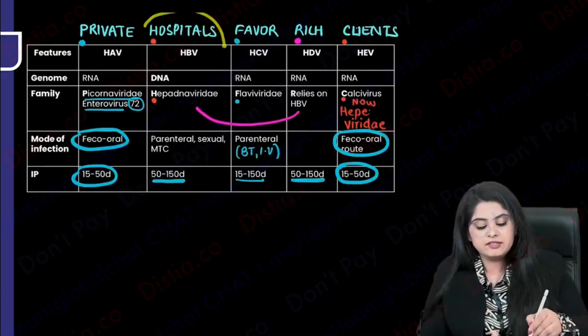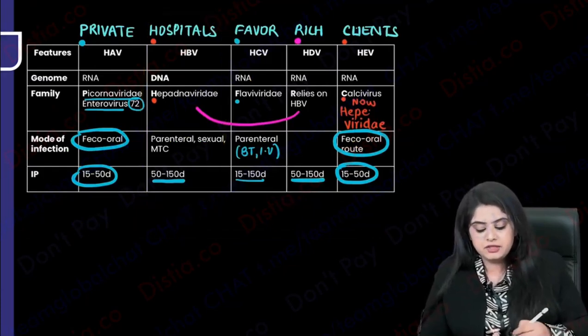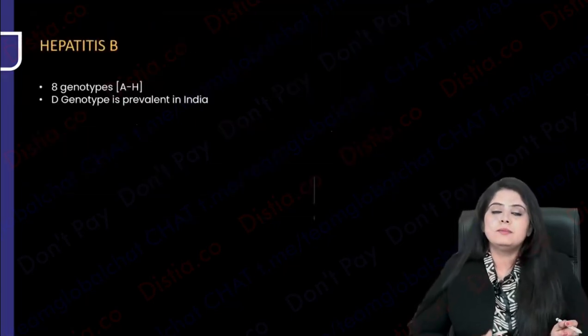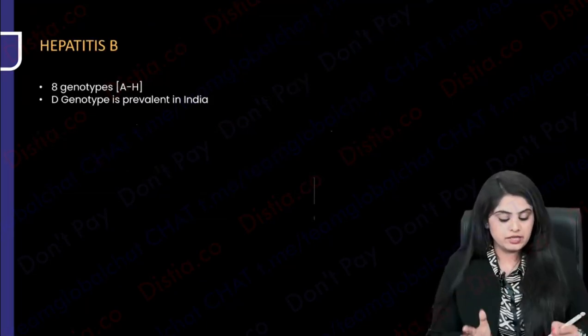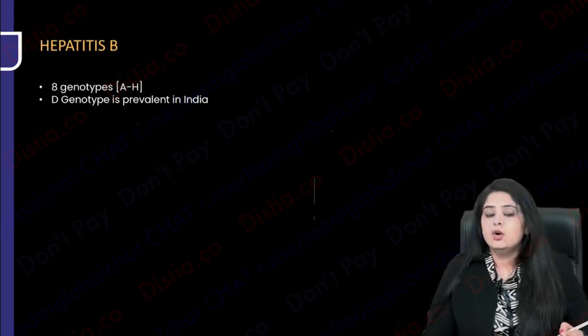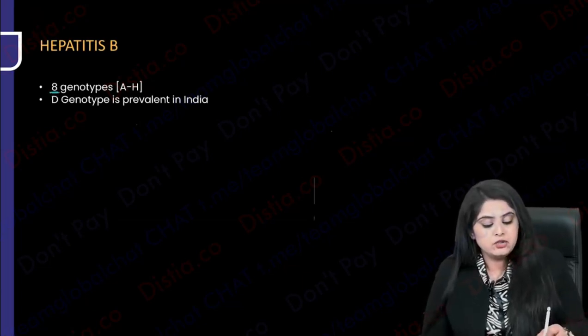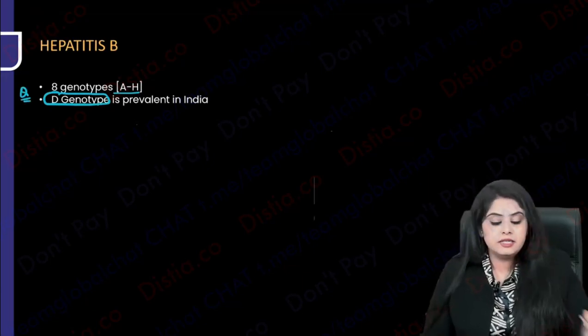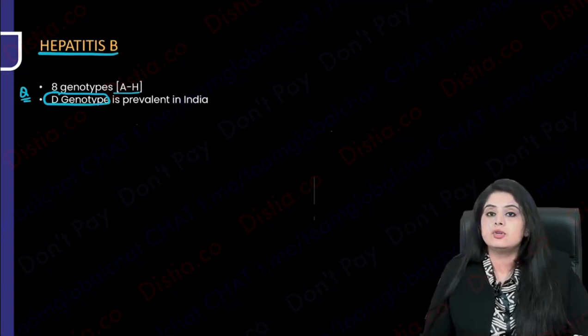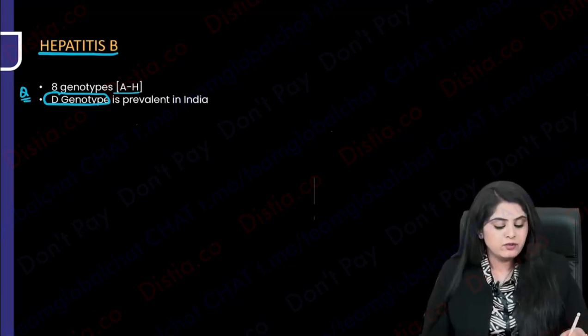I'm going on to next, the chronic hepatitis. I'm starting with the most deadly and the awaited one, and that is hepatitis B. So let me tell you a little bit about genotype, serotype, and then I'll start with pathogenesis, structure and everything. Guys, over here, please remember there are 8 genotypes starting from A to H, whereas D genotype is the one that is prevalent in India. Question number 1. Which genotype is prevalent in India for hepatitis B? It is genotype D. Then there must be some serotypes also. Yes, you don't have to learn all.